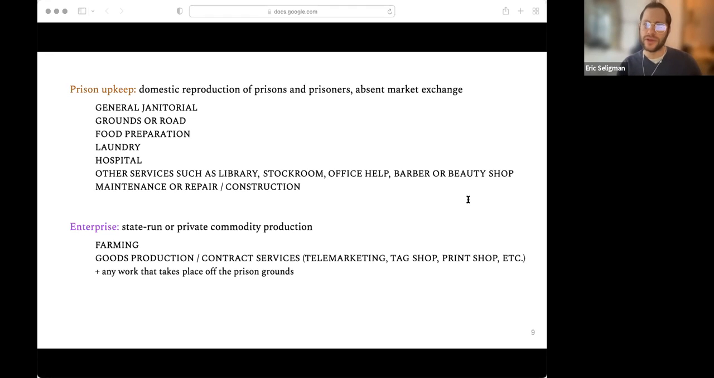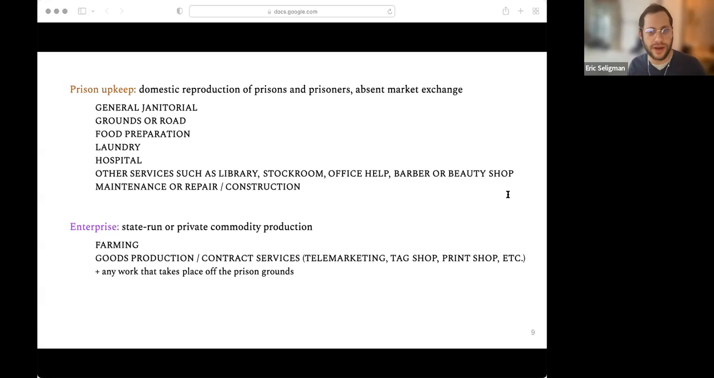Our categorization will yield some errors. So for example, you do sometimes encounter a prison farm to table program in which prisoners farm and consume their product, which is entirely domestic and reproductive, but it would be recorded as farming and then incorrectly coded as enterprise here.